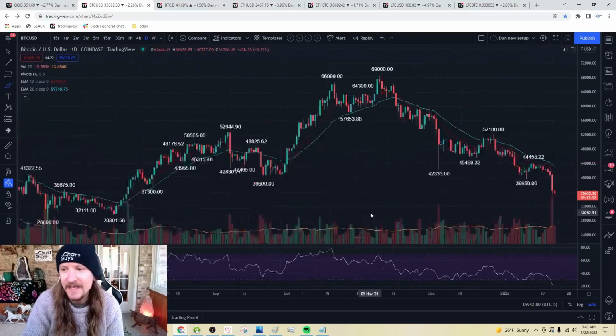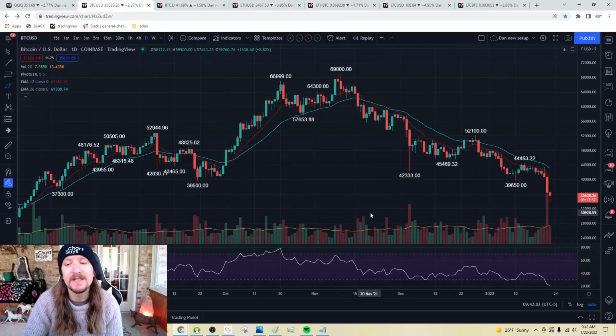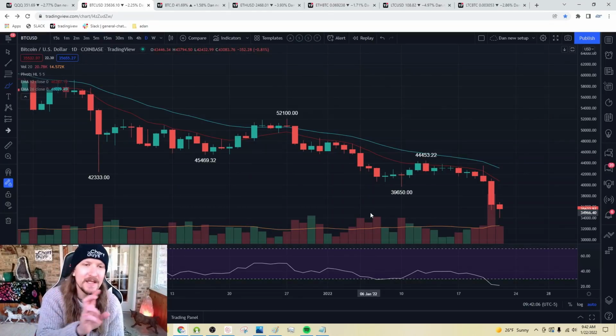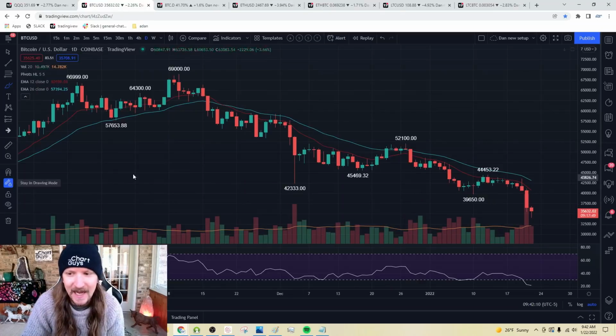So for me personally, I'm going to go over my style. I'm going to go over some examples. And at the current point in time, there are two kinds of pullbacks in the cryptocurrency space. The first kind is when you get these kinds of candles.